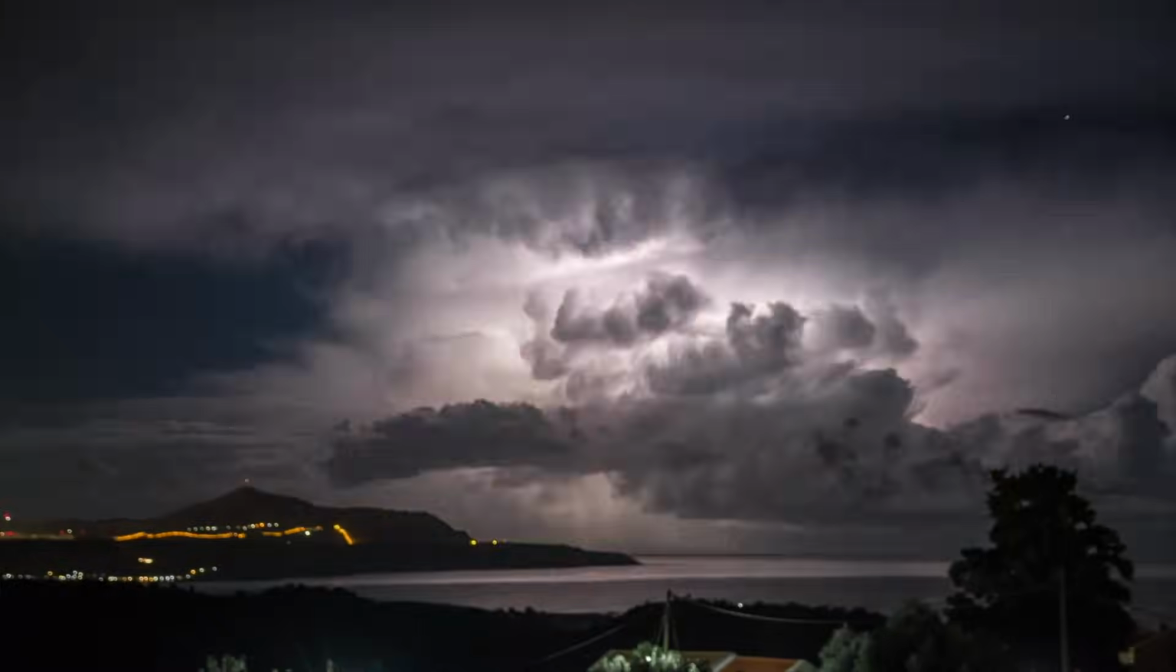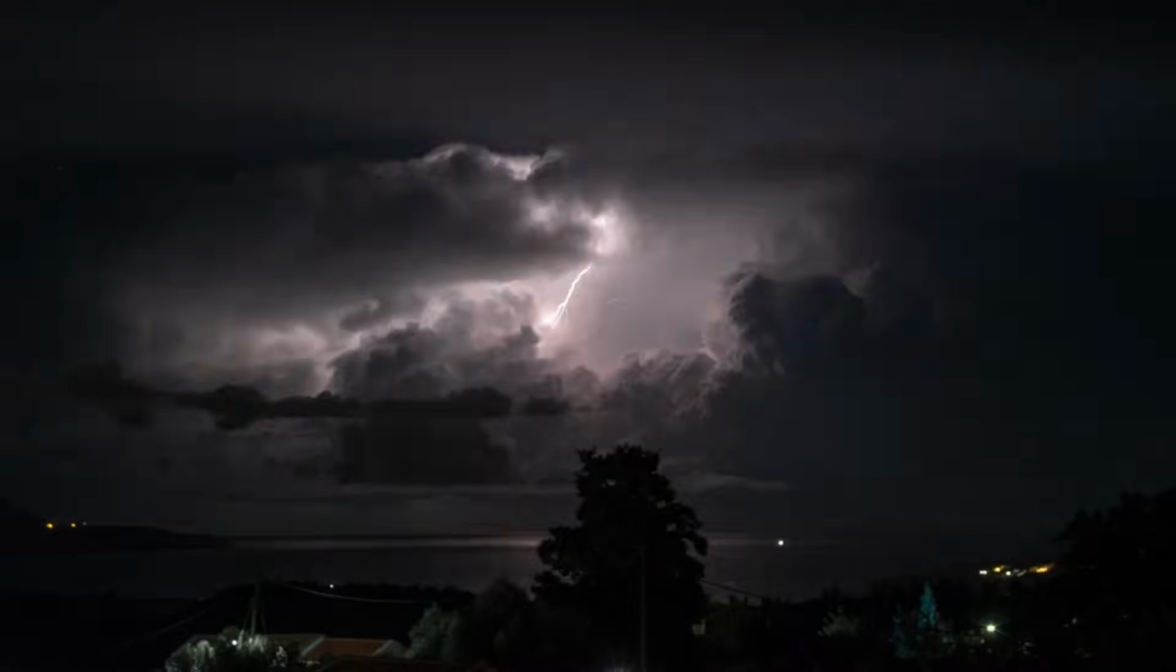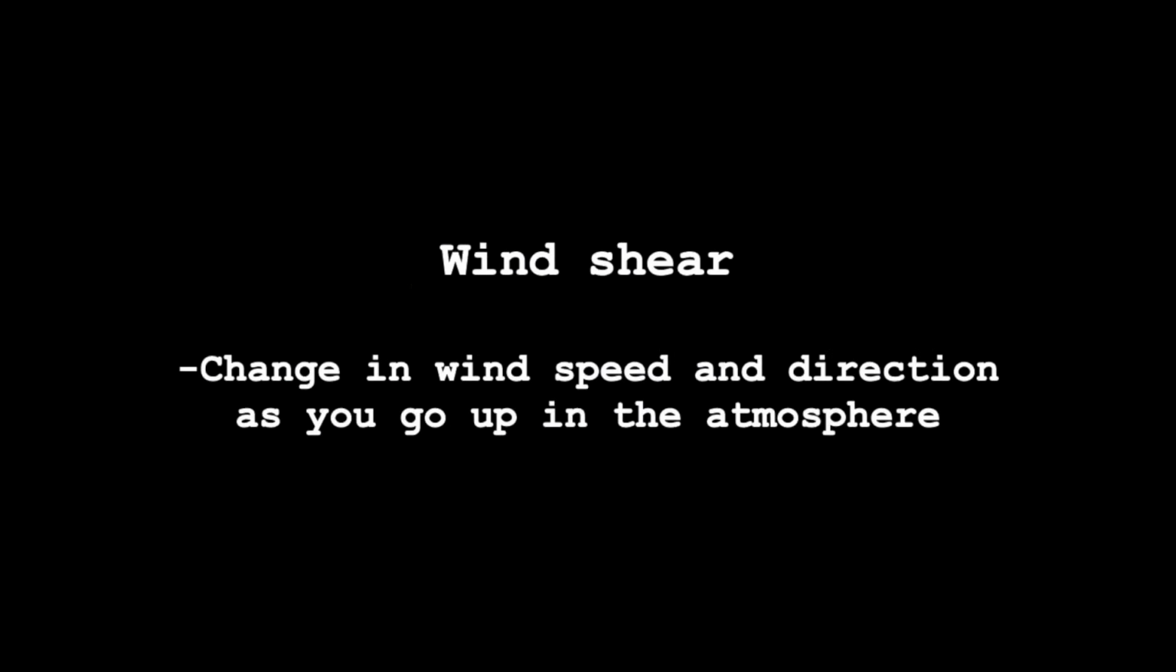All thunderstorms need moisture, instability, and lift to survive. What makes storms severe is an ingredient called wind shear. Wind shear is the change in wind speed and direction as you go up into the atmosphere. As you might surmise from that definition, wind shear can be broken up into two different parts. Speed shear, which is the change in wind speed as you go up in the atmosphere.